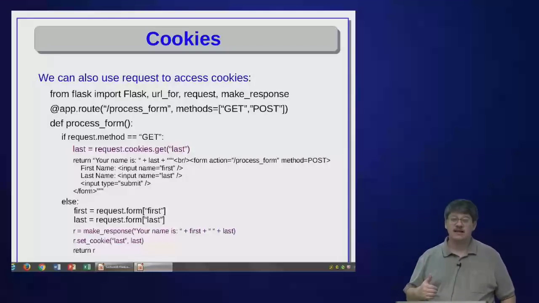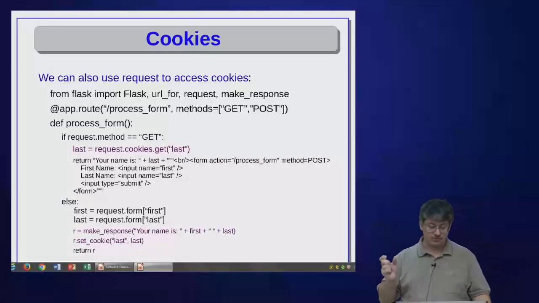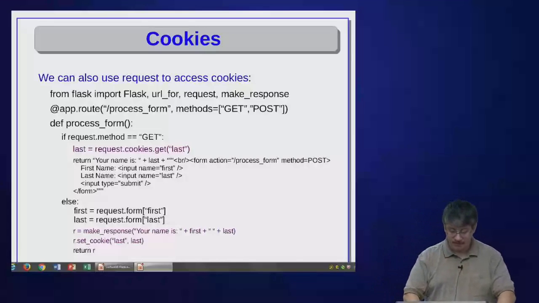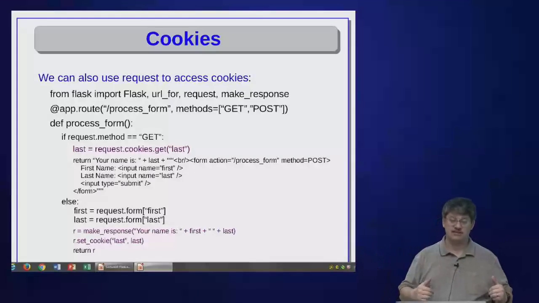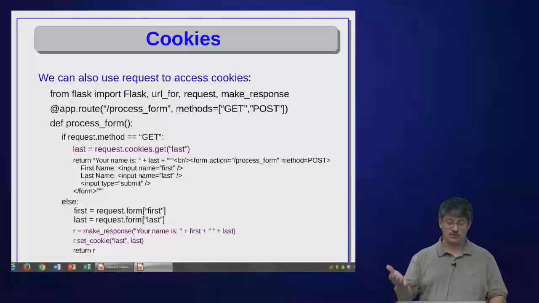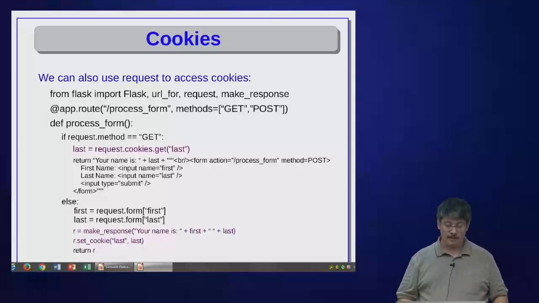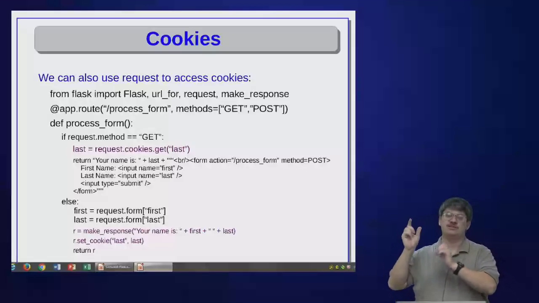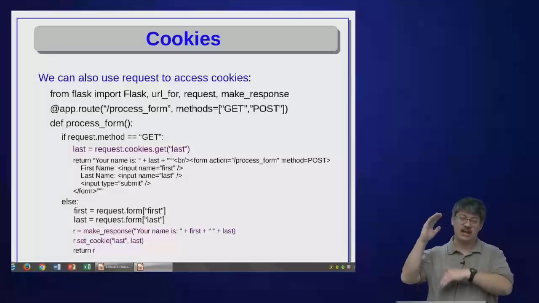On the other hand, if they're submitting the form, then they used a POST request. And so I'll fetch the first name and fetch the last name just like I did before. But now I'm going to use make_response to actually change the HTTP headers. I want my response to be your name is first plus last. But I'm also going to set a cookie in the response. I'm going to set a cookie named last to be the last name. And then instead of returning a string, I'll return the response that I created. So I'm returning a response object that contains both the HTTP headers and the HTML. And those HTTP headers will include the Set-Cookie header. Notice how much easier this is than doing cookies with the CGI stuff.